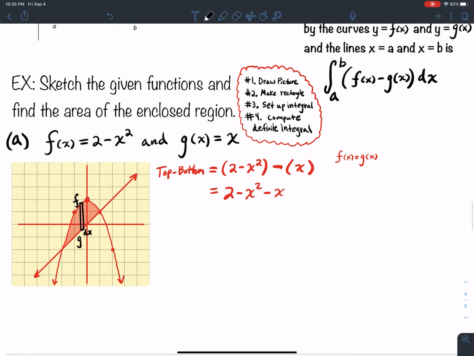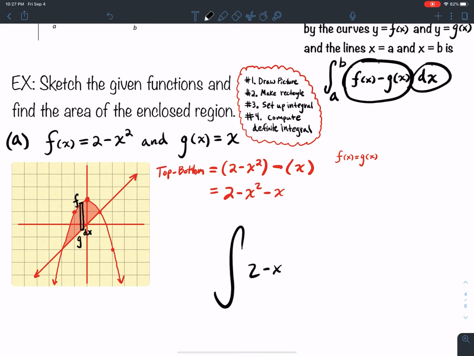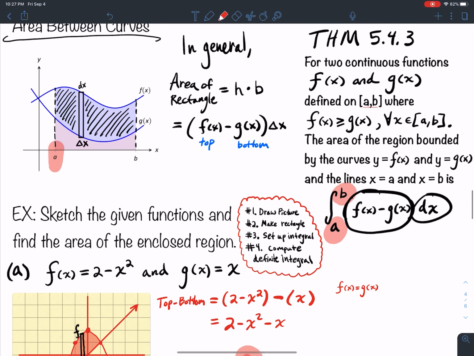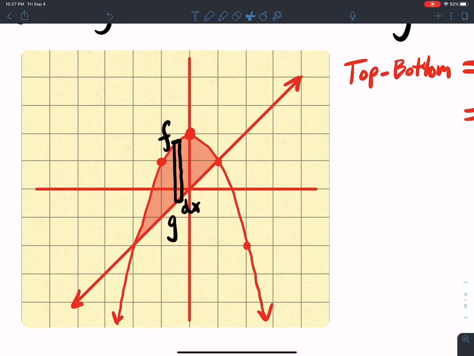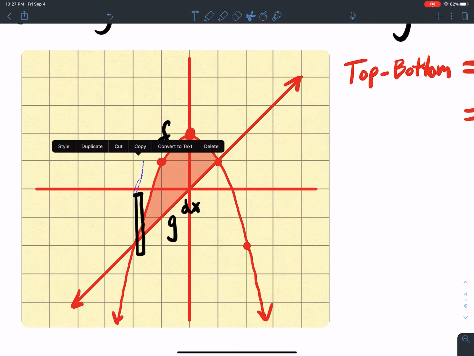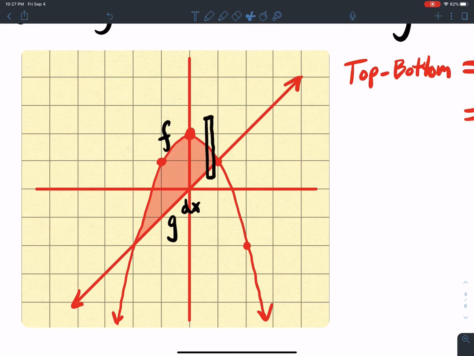Now I know it's with respect to x. I'm halfway there. I've got 2 minus x squared minus x dx. The only thing I have left is to figure out what a and b are. Remember, a and b tell you where you start and where you stop summing your rectangles. So where do I want to start summing my rectangles, and where do I want to stop? I want to start summing there, and sum all the way to right here. That's where I'll stop.